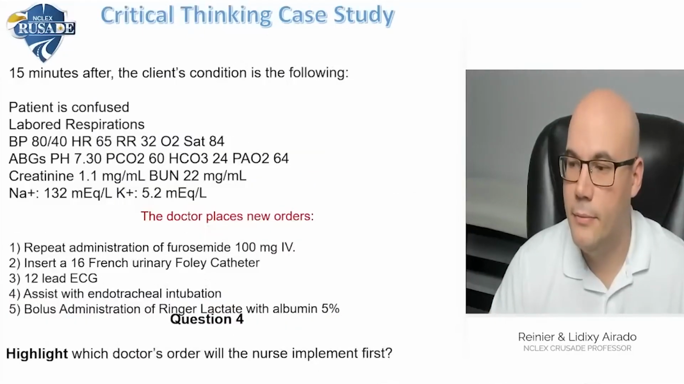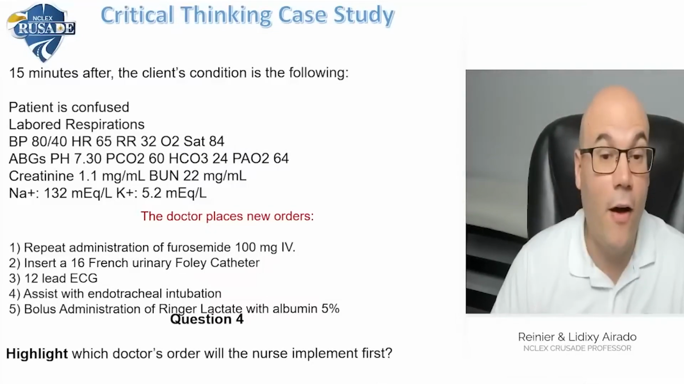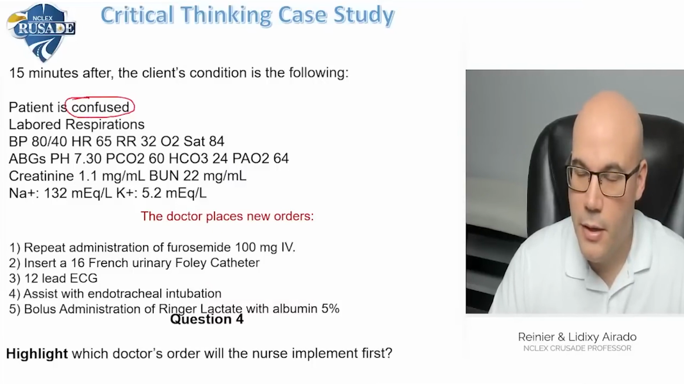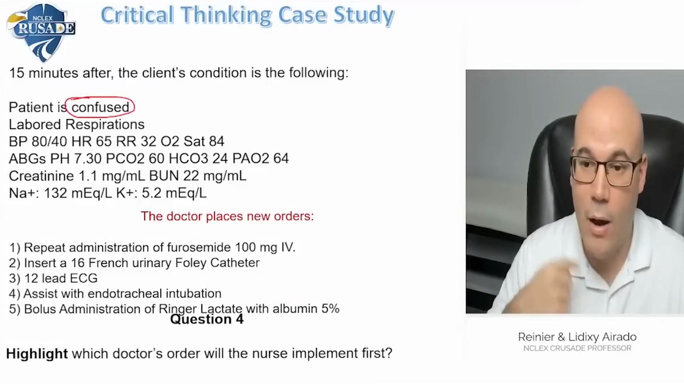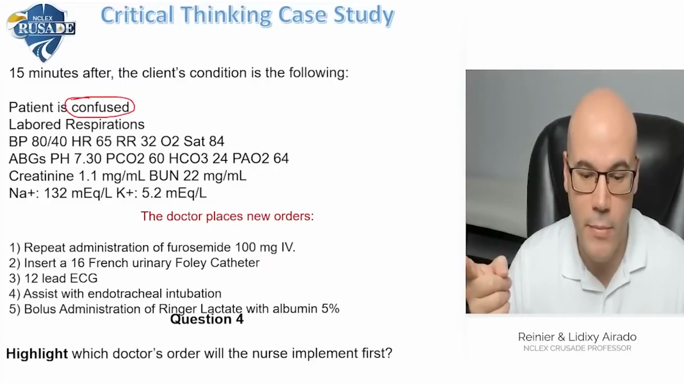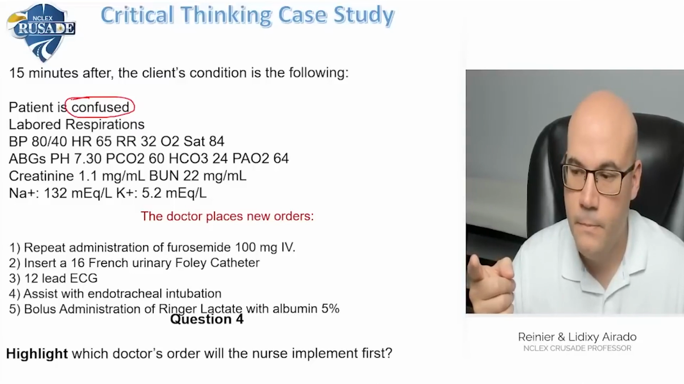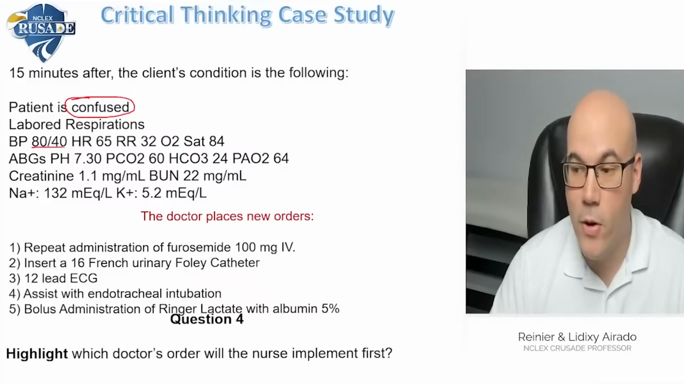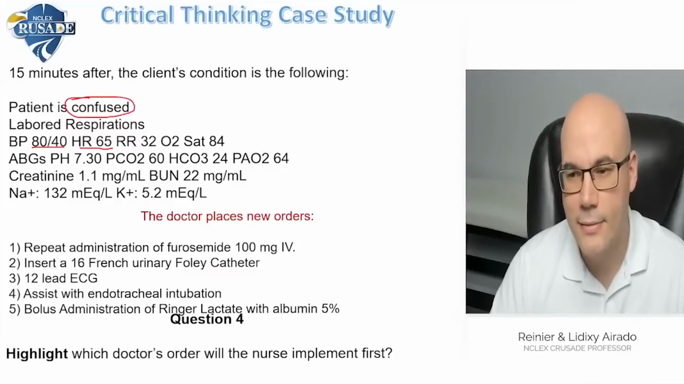15 minutes later, the client condition is the following. The patient is confused. Remember how the patient came to the ER? Awake and alert. Now he's confused 15 minutes later. Labored respiration. Look what happened to the BP. 80/40. Heart rate 65. Wow, that doesn't make sense.